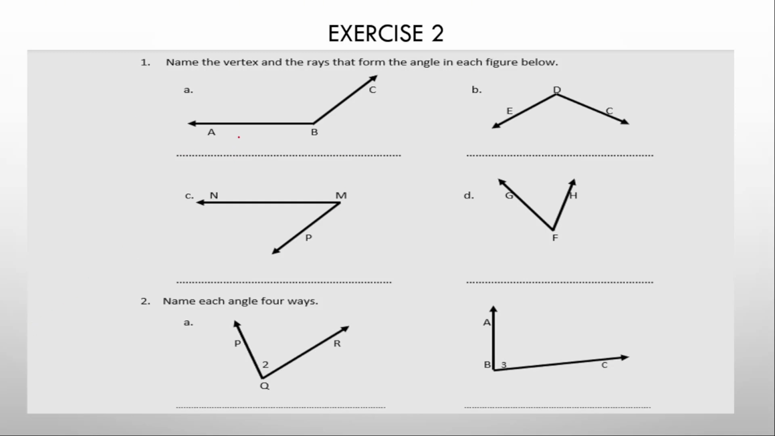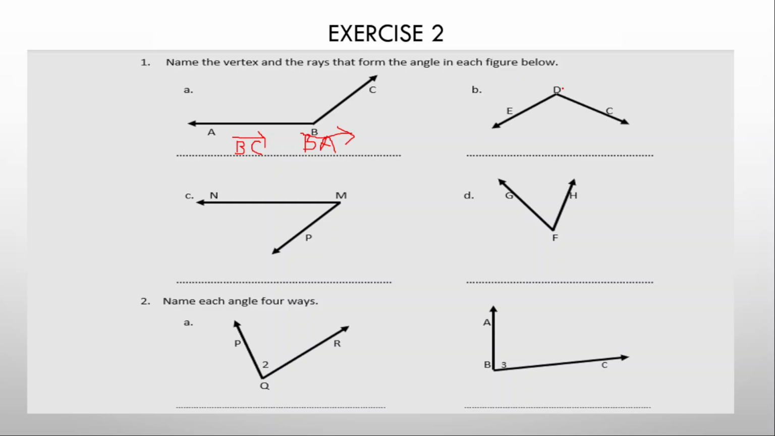Remember, you must write it: starting point is B, and go into the C direction. That is the one ray that forms this angle. The other ray is BA. The symbol must be 100%. Starting point is B and it goes into the A direction. Right, we continue here.